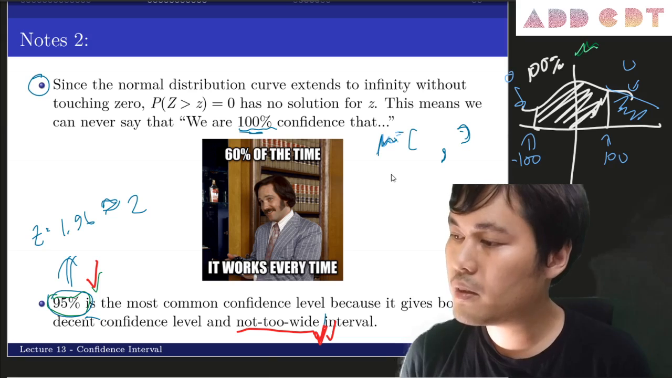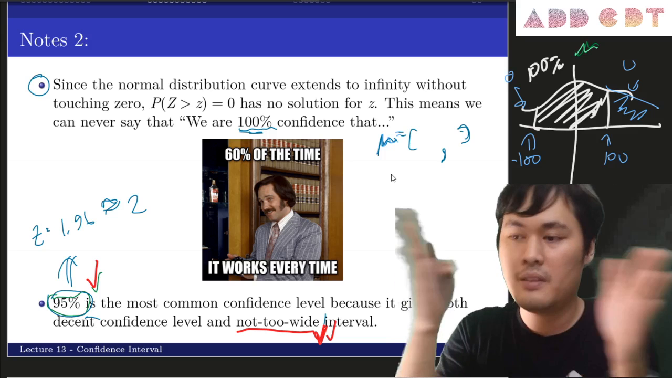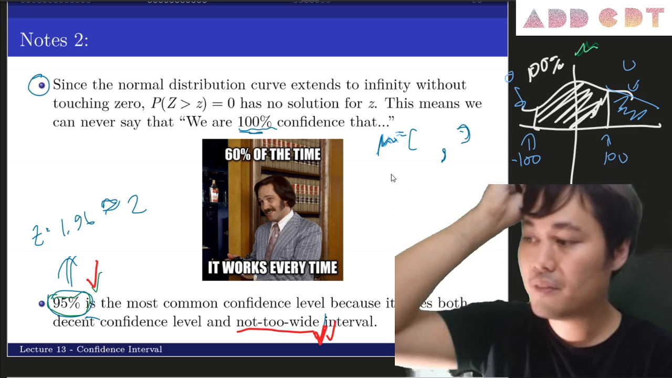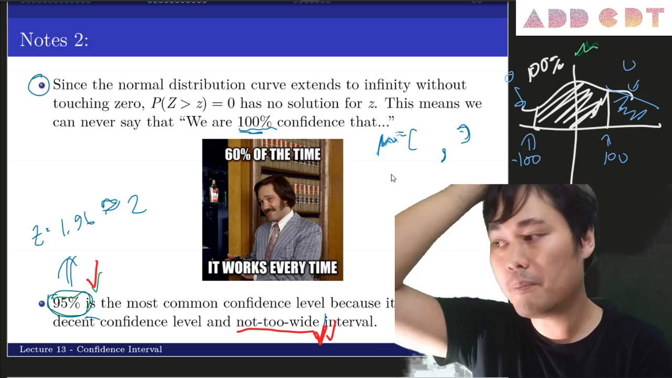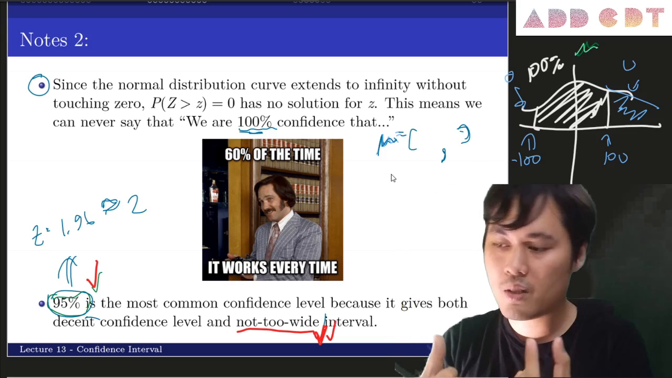So what's the takeaway from this? The takeaway is we want to get a good balance of these two numbers. We cannot get both a high percentage and a small interval.